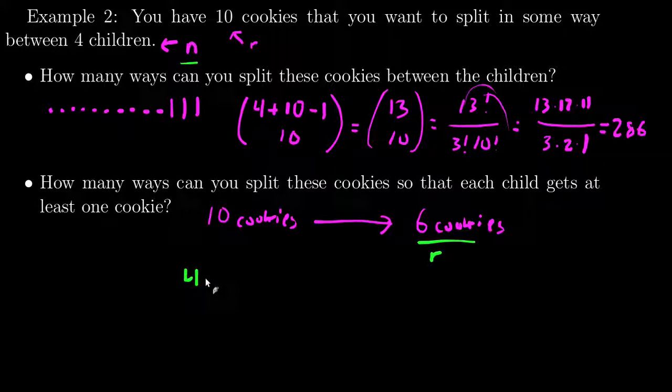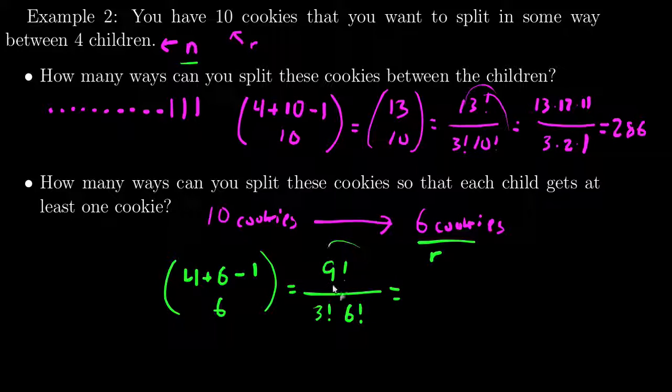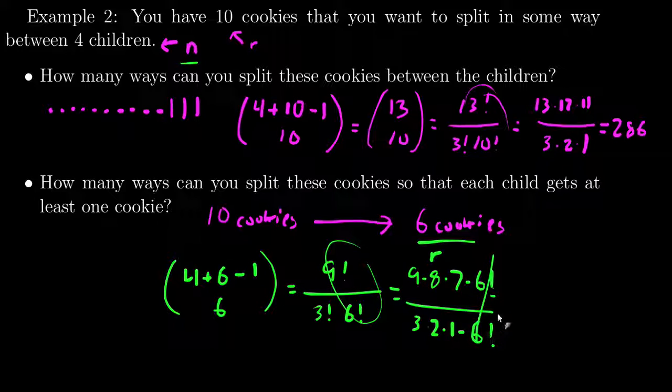and I would just do 4 plus 6 minus 1, choose 6, which is going to give me 4 plus 6 is 10 minus 1, 9 factorial over 9 minus 6, 3 factorial, 6 factorial. The 9 and the 6, 9 is 3 more than 6. I'll write it out. Again, feel free to skip that. So 9 factorial is 9 times 8 times 7 times 6 factorial, which is going to very quickly cancel with this 6 factorial. And now 9 times 8 times 7 divided by 3 times 2 times 1.